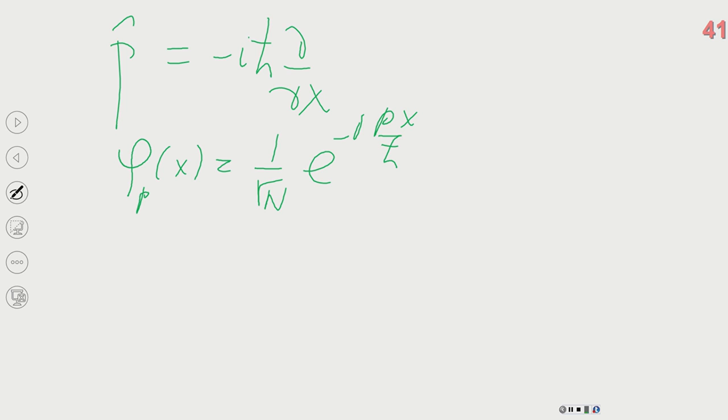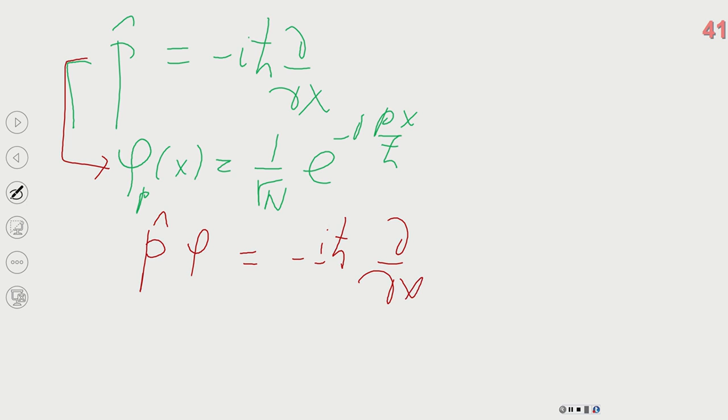If I was wrong with this minus, you discovered it. So let's practice applying the plane wave. What happens if you repeat, like, minus h bar d/dx?